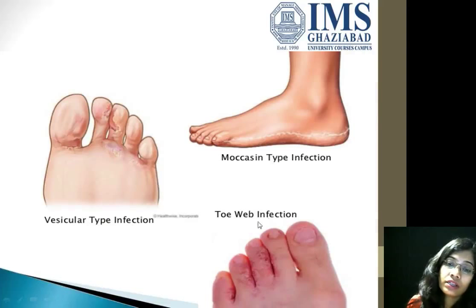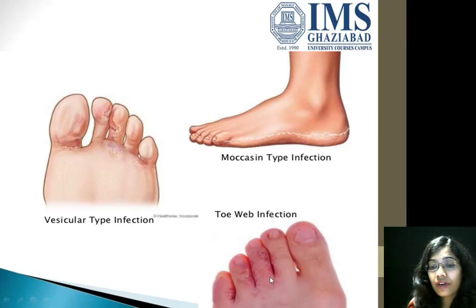Like to say, this is a toe web infection, a fungal infection with dry, scaly skin between the toes. These are the vesicular types, with fluid pustule formation. And the Caucasian type, with hard, dried, cracked skin formation.